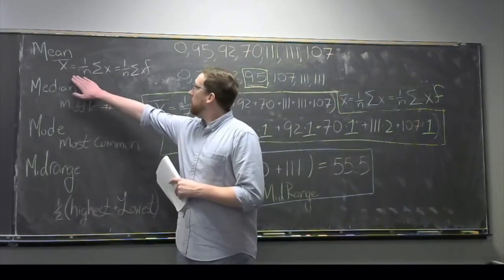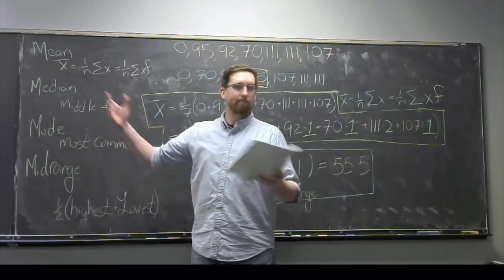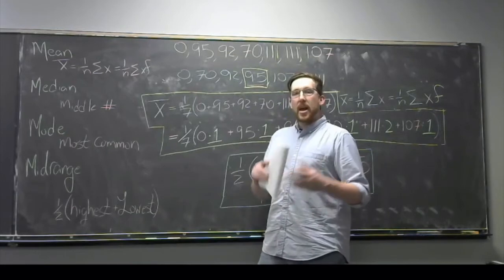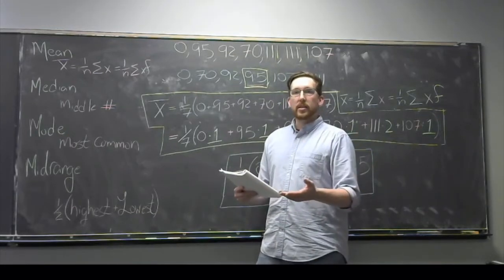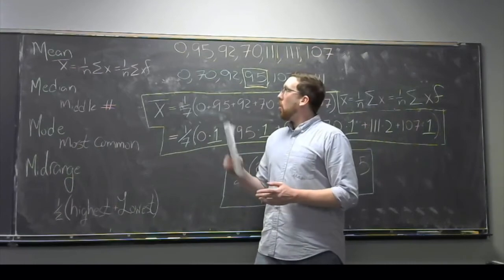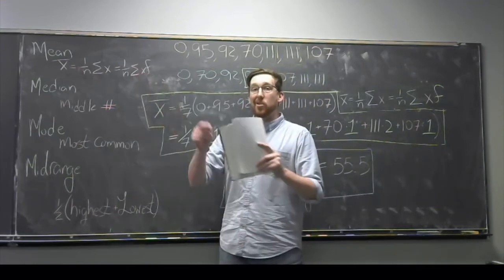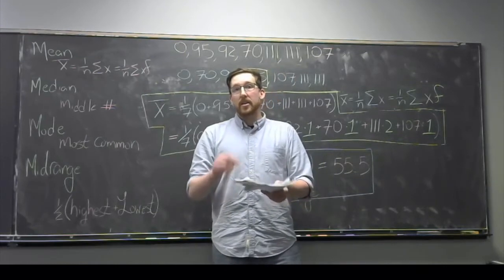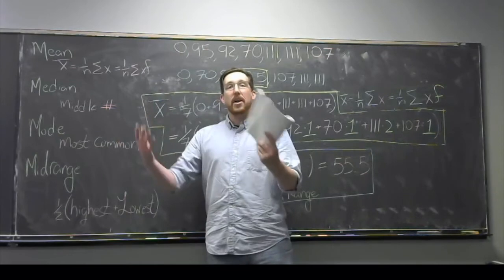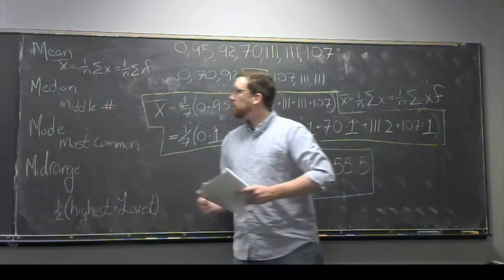The mean is really just the average of your data set. Now there's two different ways we can calculate it. We can add up every item in our data set and divide it by the size of our data set. Or we can add up every unique item in the data set times how often that item occurred, and then divide all of that by the number of items in our data set.